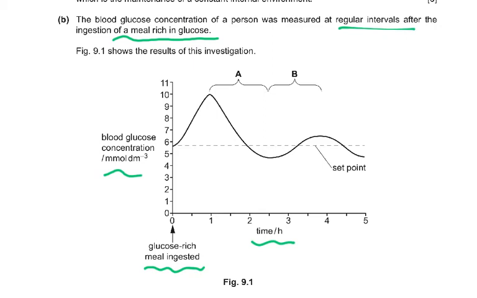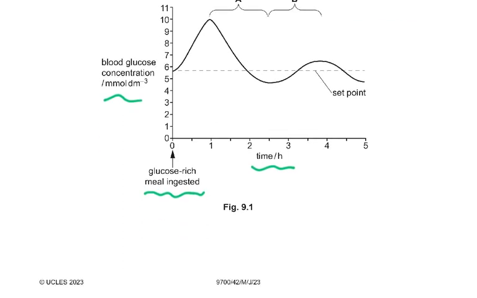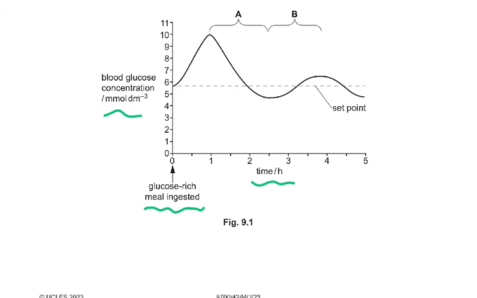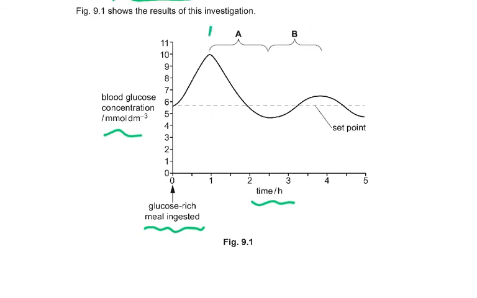Let's look at the graph, let's look at the question. Explain how the blood glucose concentration is reduced during phase A of the curve. Let's look at phase A of the curve. This is phase A of the curve. Why has it got reduced?